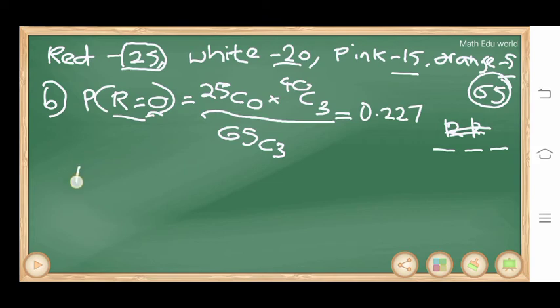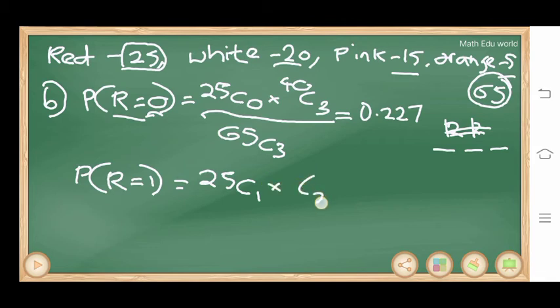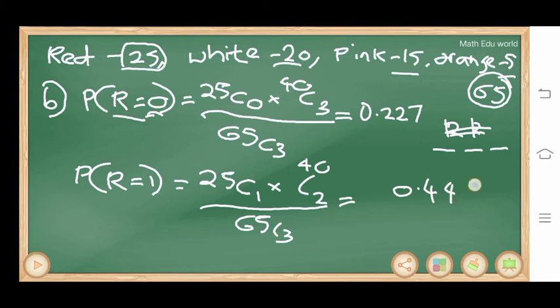And if the selection of red roses is 1, you selected 1 red rose. That means out of 25, you chose 1 red rose. That means what about the other 2? It is from others. All divided by 65C3. We get the answer as around 0.446.